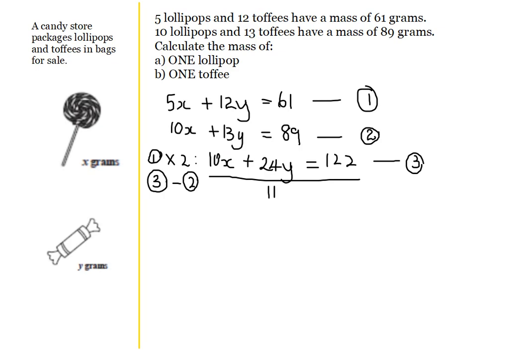So I have 11y. So like I was saying, if you decided to do equation 3 take away equation 2, you would end up with negative 11 instead, right? Now let's do the constants, and the constants are 122 take away 89. So 122 take away 89 would leave me with 33.